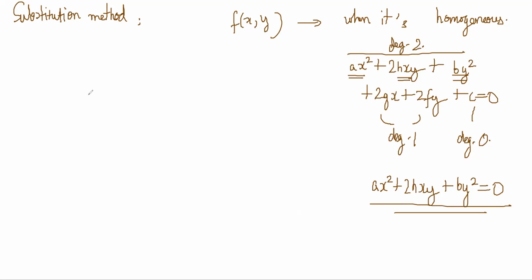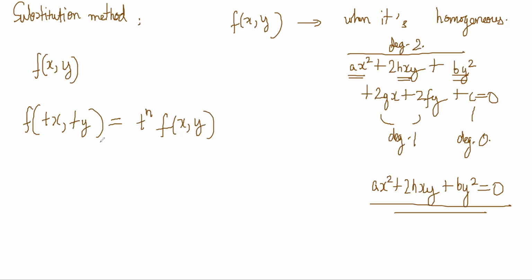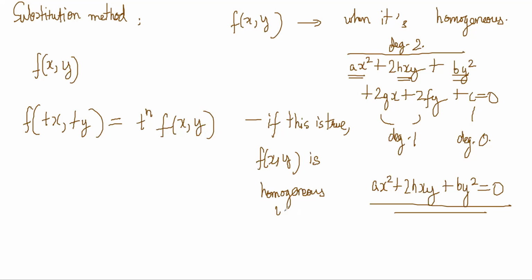The mathematically rigorous way to define it is if there is a function f of x, y, and if you do the transformation, if f of tx, ty is equal to t power n f of x comma y, if this is true, then you say that f of x, y is homogeneous with degree n.